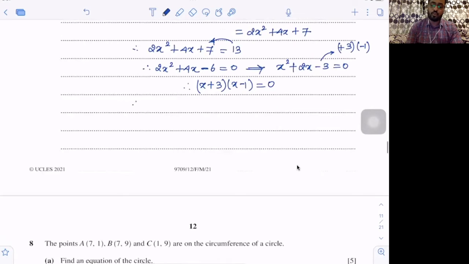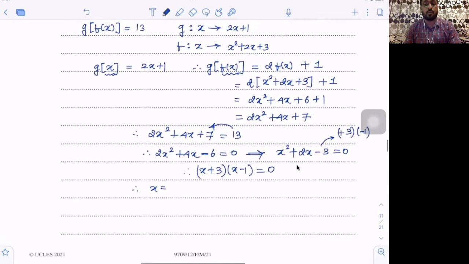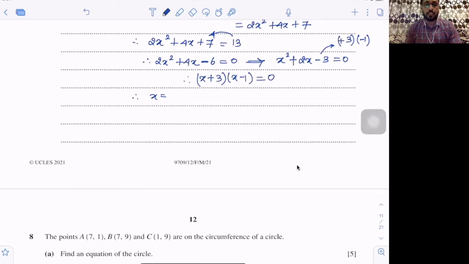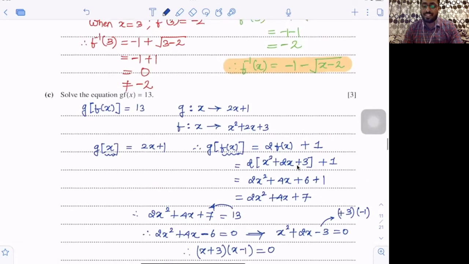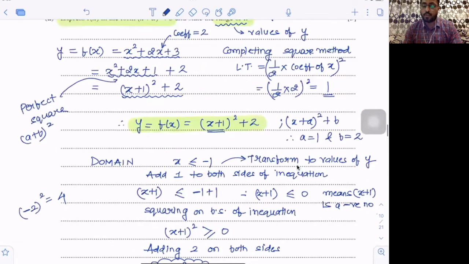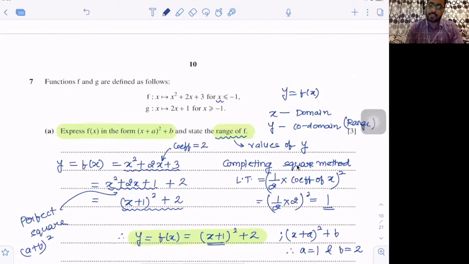So I can have the value of x as what? x plus 3 equal to 0 will give you x equal to minus 3, or x minus 1 equal to 0 will give you x equal to 1. Right, students? But what is said about x? Go back to the question. x is less than or equal to minus 1.